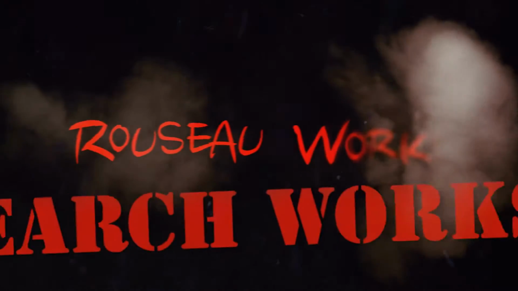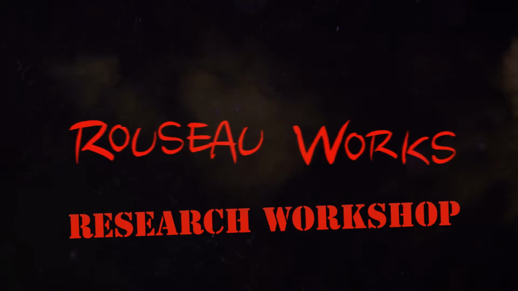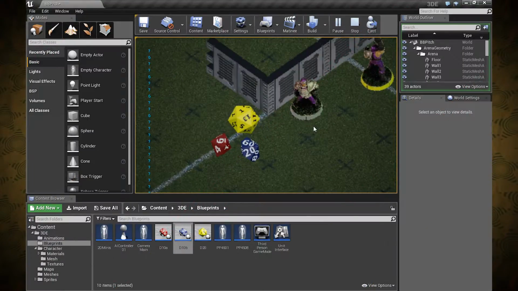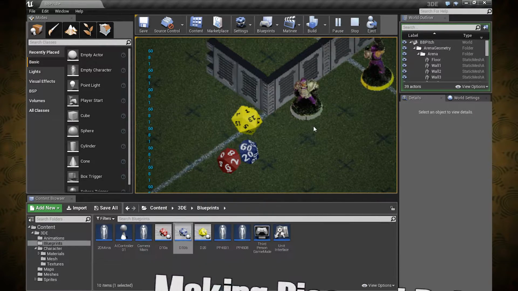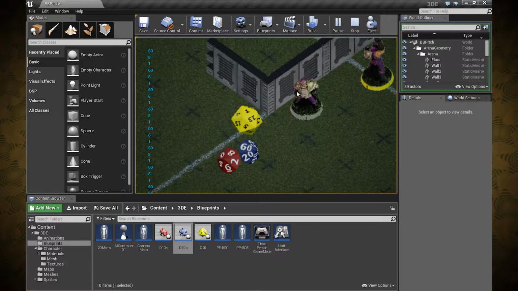It looks like we're back in the research workshop. I don't know why I ever thought that I could stay away. Regardless, we are talking about something that we have touched on many times before on the channel, and that is dice. But in particular, we are talking about making dice and rolling them in the Unreal Engine.